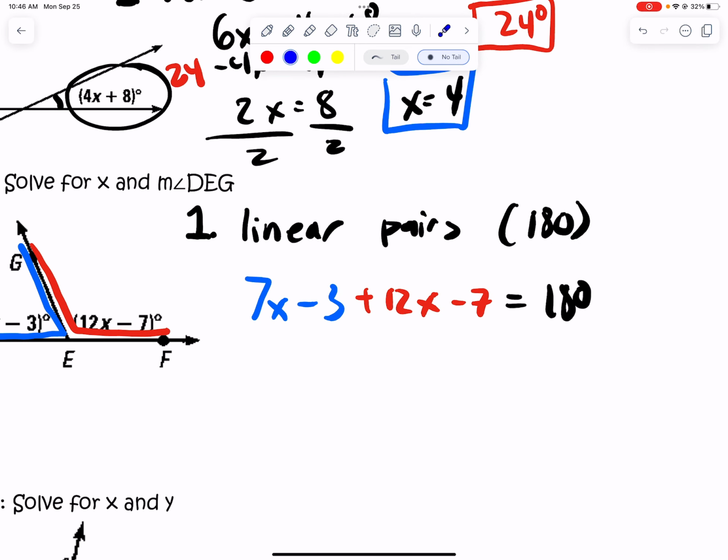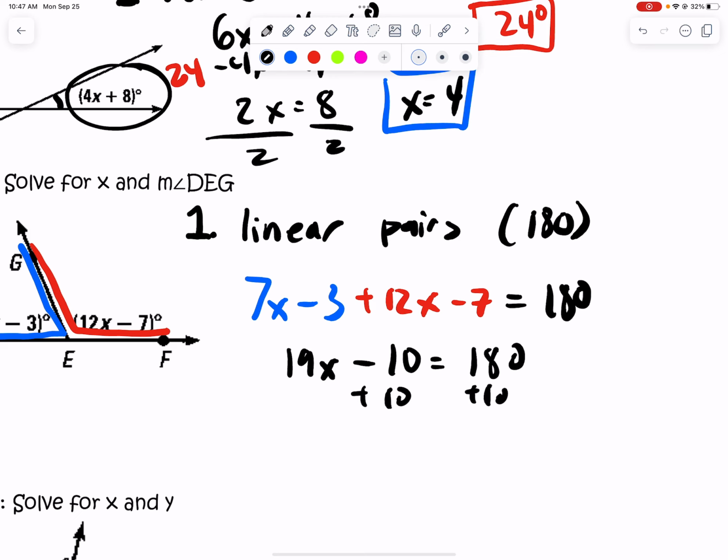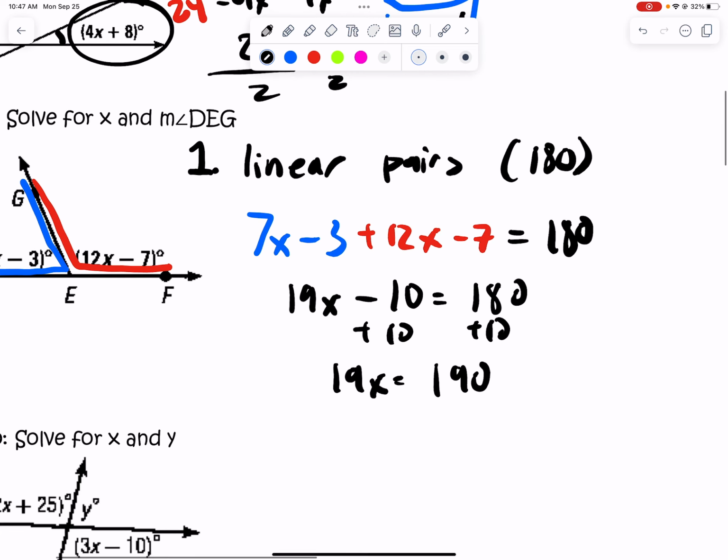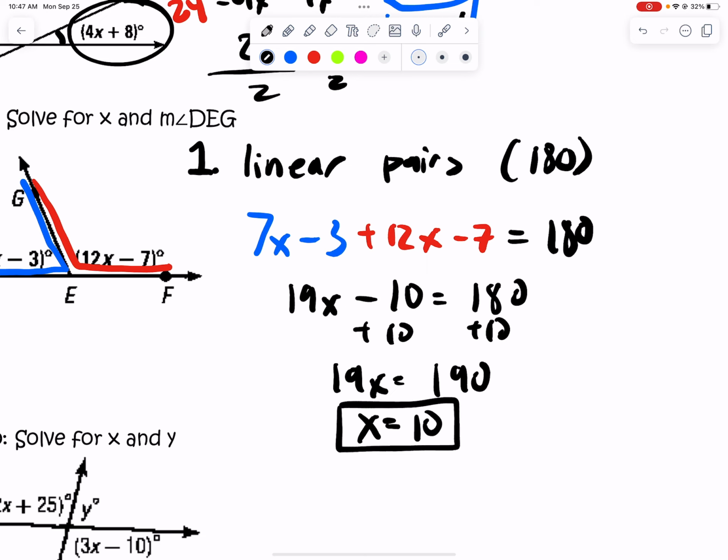That means we can solve this one by combining like terms. 19x minus 10 equals 180, plus 10, plus 10. 19x equals 190, and then x equals 10, dividing both sides by 19.